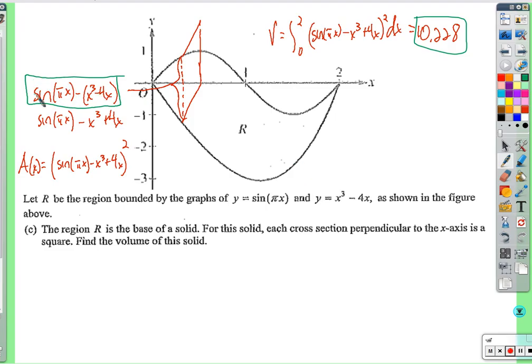So it's always going to turn out to be sine of pi x minus x cubed minus 4x. So let's look at it right here. Here's a positive y value, right? And what about this y value? It is negative. So if we take the sine of pi x, that's what this is, and then we take x cubed minus 4x, which in this case happens to be negative, and we subtract that from that, which is positive, subtract a negative, we actually wind up adding this positive distance on to this distance here.